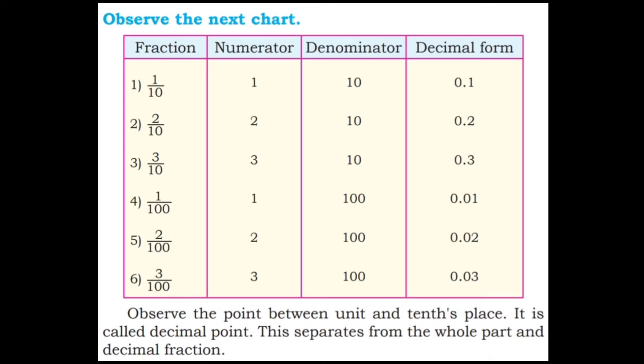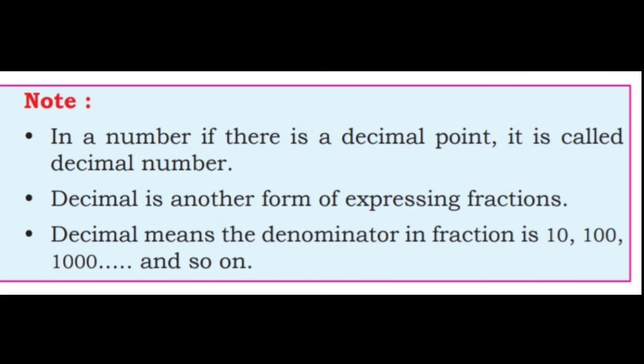Observe the point between unit and tens place. It is called decimal point. This separates the whole part and the decimal fraction. Note: in a number, if there is a decimal point, it is called a decimal number. Decimal is another form of expressing fractions. Decimal means the denominator in fractions is 10, 100, thousands and so on.